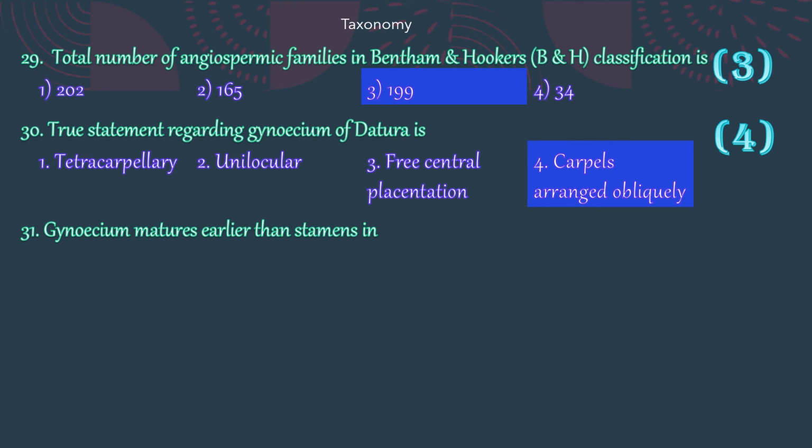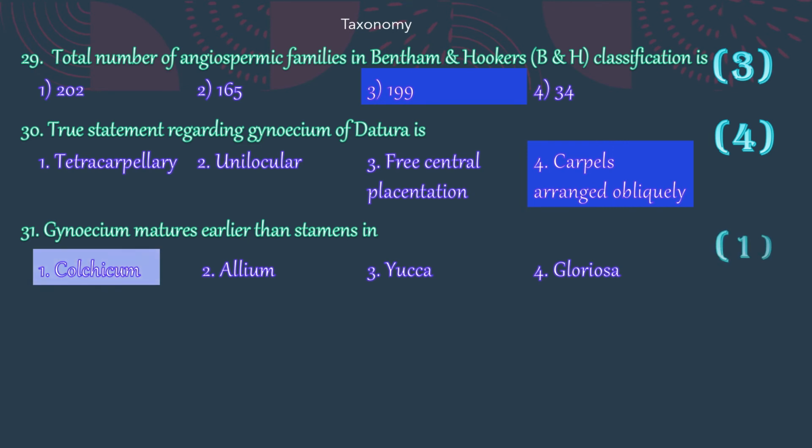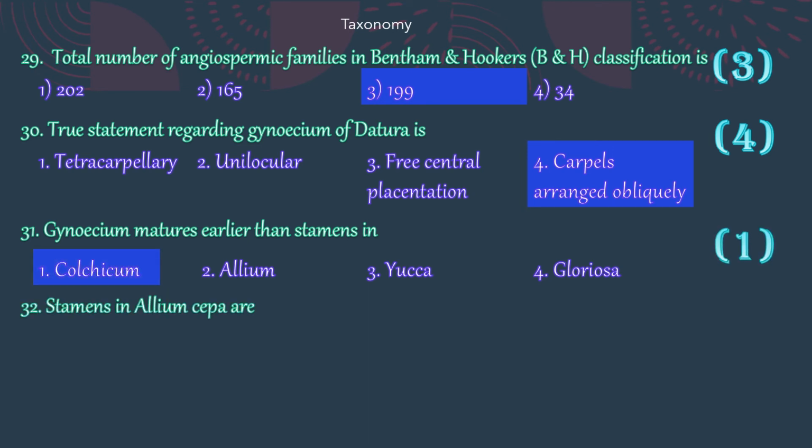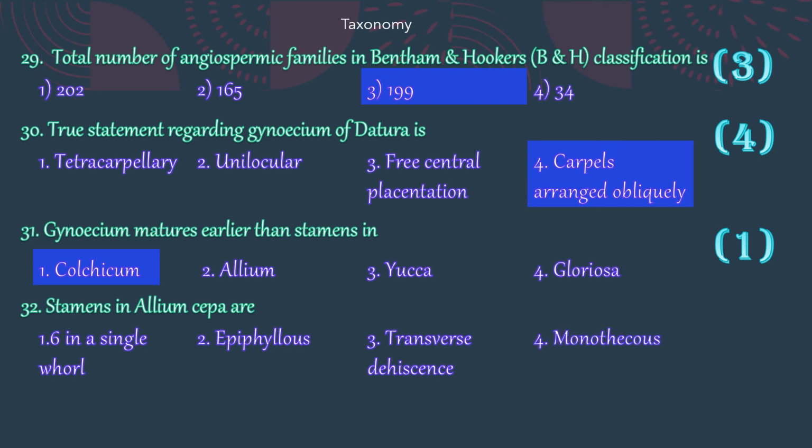Gynoecium matures earlier than stamens in: option 1, Calotropis; option 2, Allium; option 3, Yucca; option 4, Gloriosa. Answer is 1. Stamens in Allium cepa are: option 1, 6 in a single row; option 2, epiphyllous; option 3, transverse dehiscence; option 4, monothecous. The answer is 2.